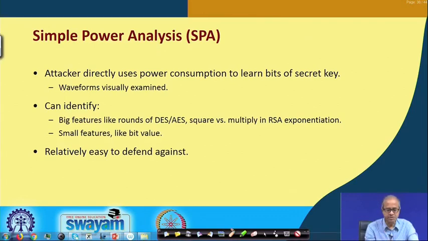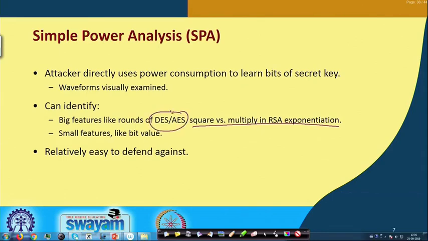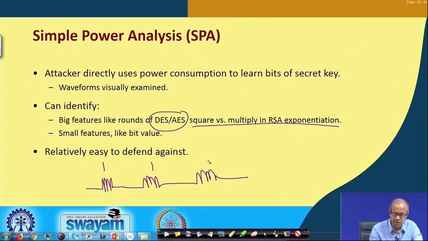Okay. Now, in this process we can identify a lot of things like square and multiply in RSA exponentiation, or some features of other complex algorithms also. This is relatively easy to defend against, and just recall in the previous lecture, when you observe a waveform, we can directly see different places where you will see some variations in the waveform, for modular exponentiation for example, and you can directly say which are the 1 bits and which are the 0 bits in the key.